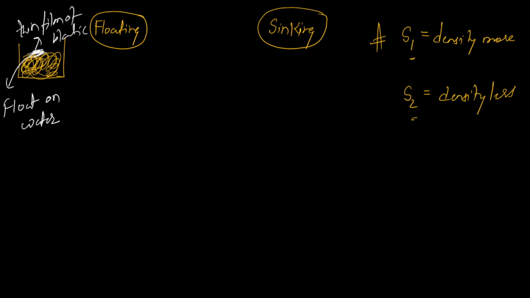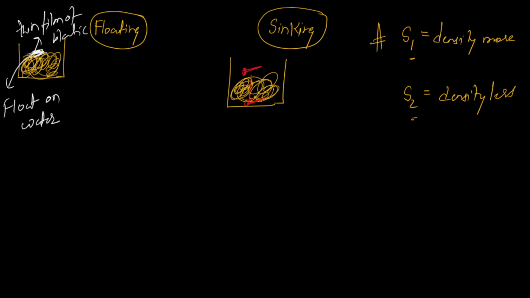Now for sinking, we need to understand another example. This one is your water, and instead of the chip we are using an iron nail, with a different color. If I drop it in, it will go down by itself. That means it will sink.